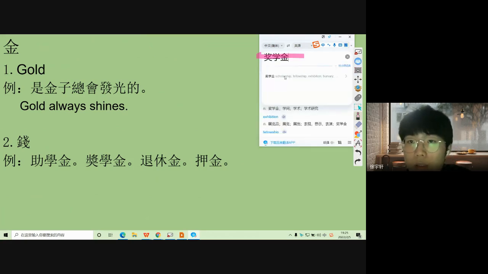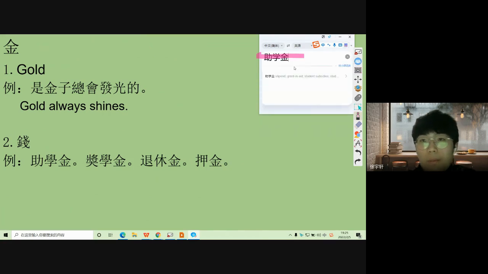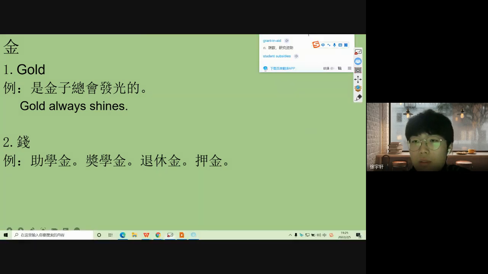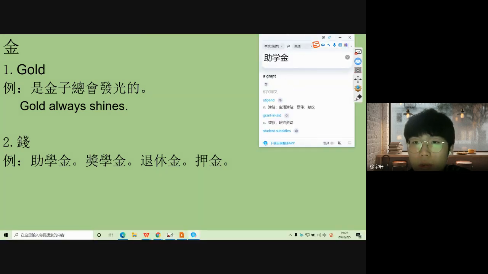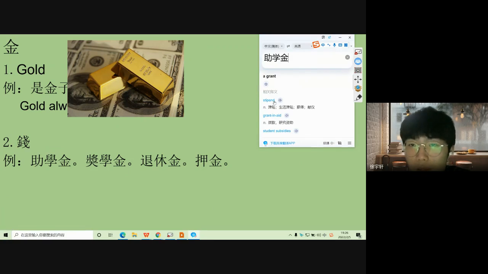Yes, 奖学金 is scholarship, and 助学金 is a grant. 奖学金 here is a scholarship. It means scholarship. And 助学金 here means a grant. Do you know what's the meaning of grant?